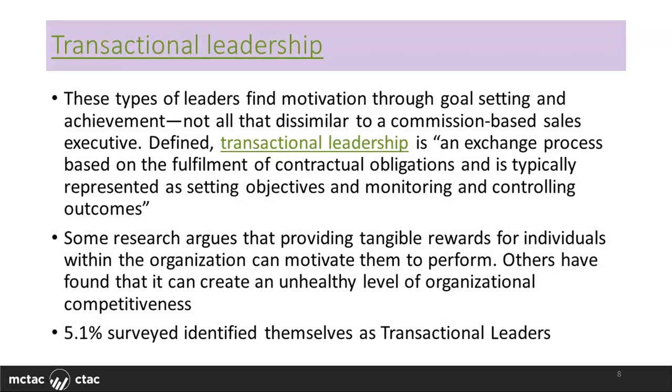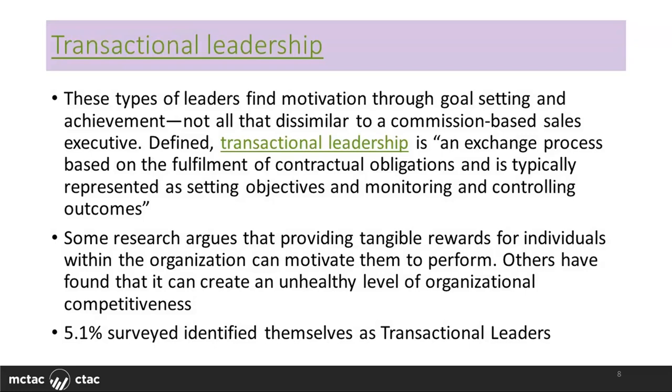Some research argues that providing tangible rewards for individuals within the organization can motivate them to perform. Others have found that it can create an unhealthy level of organizational competitiveness. And I know many of our organizations have struggled with how do we reward expected or so-called good behavior. Productivity is up, client outcomes are good, client satisfaction is high. How does the organization effectively reward those individuals within our organization when they're performing well?